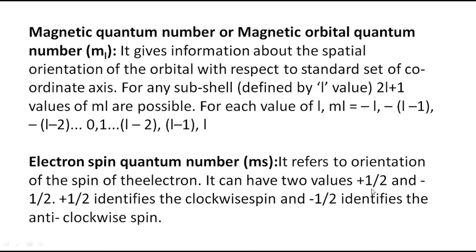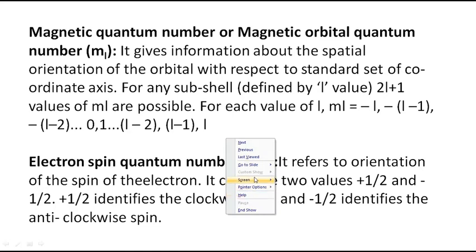So it can have plus half value and minus half value. Usually it should cancel out, plus half and minus half. If they both have the same spin, then they would repel each other. So how to denote that?